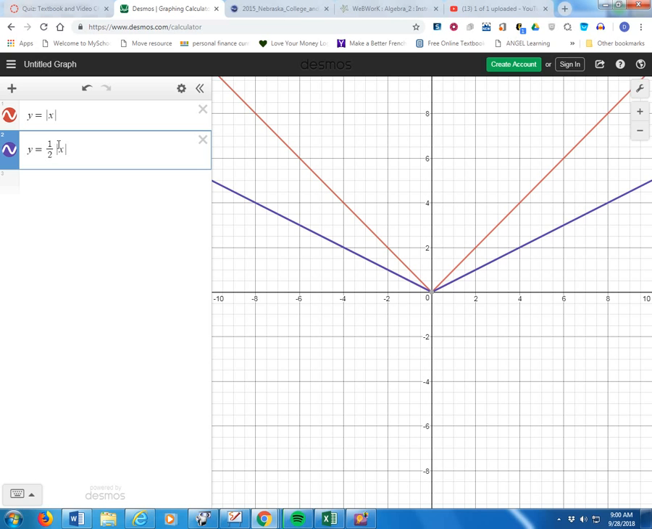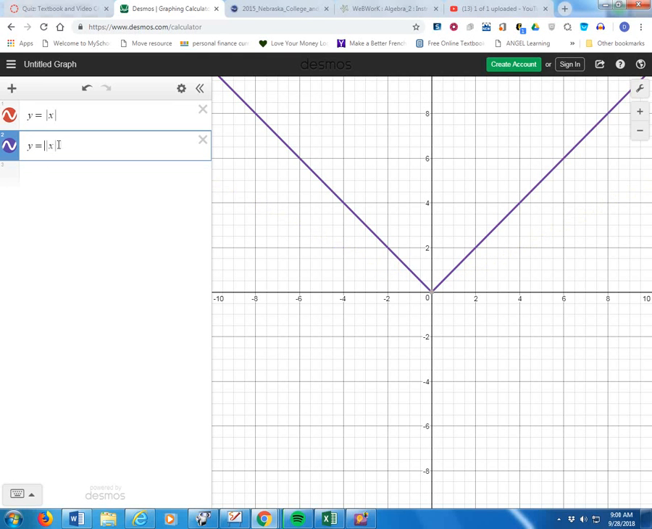Red is our original graph. Blue is what happened to it. Do you see how it went down by a factor of 2? Because it was 1/2. Okay? Still with me? All right. So let's modify this one again. Take the 1/2 out. And inside, next to the x, I want you to type +3.